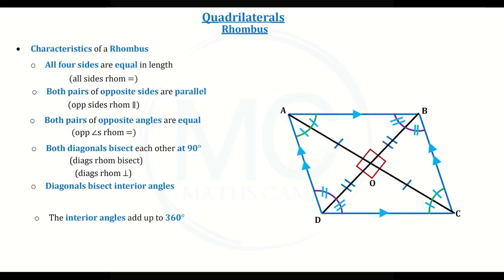Diagonals of a rhombus also bisect interior angles. So as our reason, we say diags rhomb bisect interior, followed by the angle symbol. Finally, we know the sum of the interior angles of any quadrilateral will be 360 degrees. So as our reason, we simply say interior angles of a quad. Please make sure to learn the characteristics of a rhombus and how we write these as reasons, as you will need them in this course.